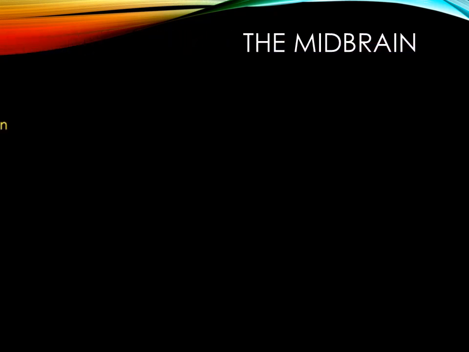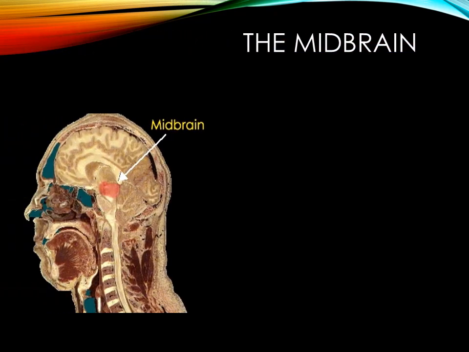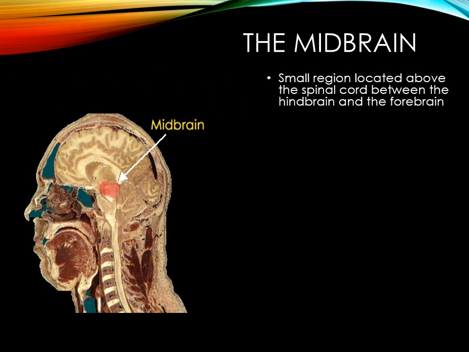Now we're on to the midbrain. For the midbrain, there is a single structure that you need to know. Before we get to it, please understand that this is a region. It's an area. So there's more than just one structure there. But it's an area that's located between the spinal cord and the hindbrain and the forebrain. So again, literally middle of the brain.